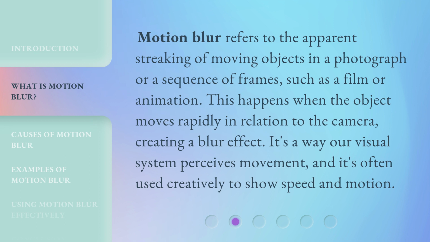Motion blur refers to the apparent streaking of moving objects in a photograph or a sequence of frames, such as a film or animation. This happens when the object moves rapidly in relation to the camera, creating a blur effect. It's a way our visual system perceives movement, and it's often used creatively to show speed and motion.